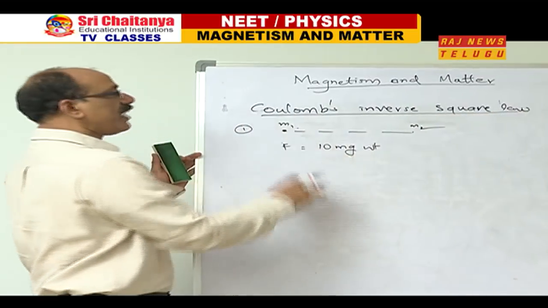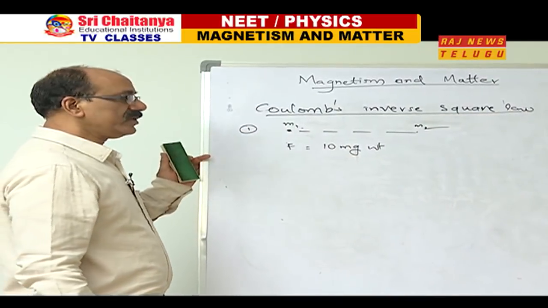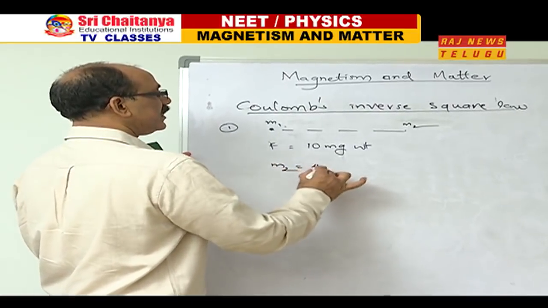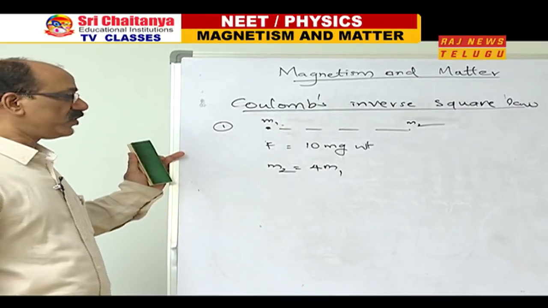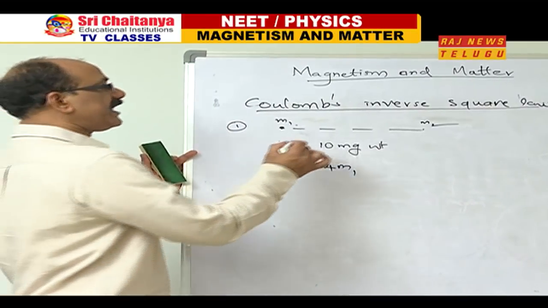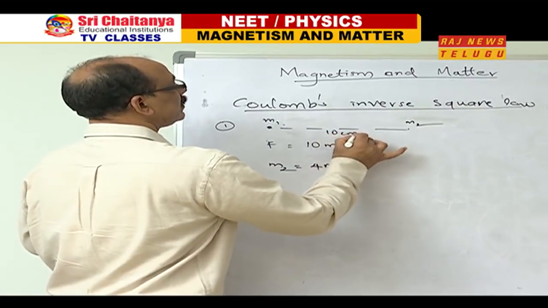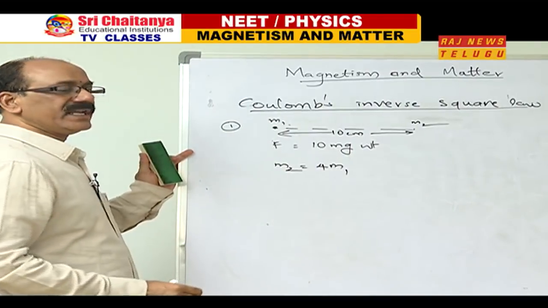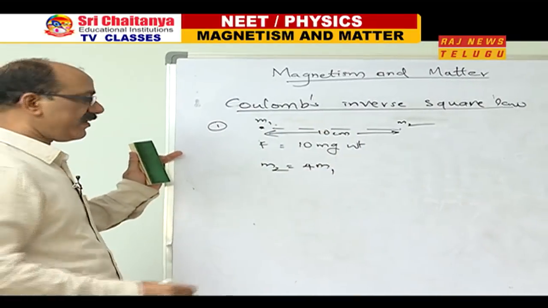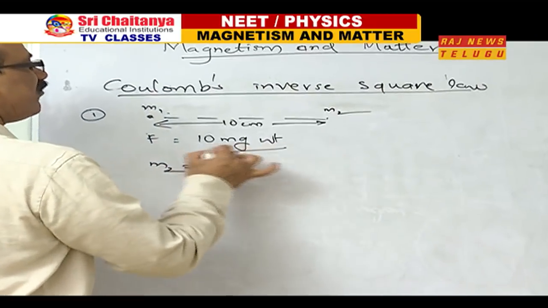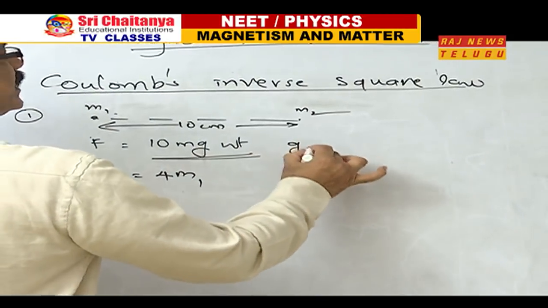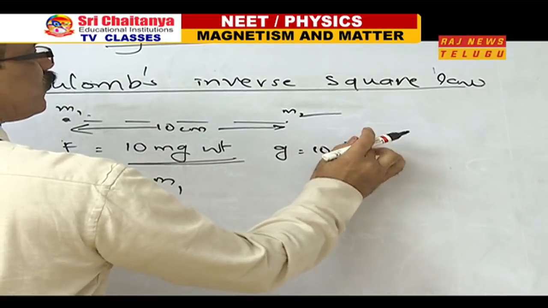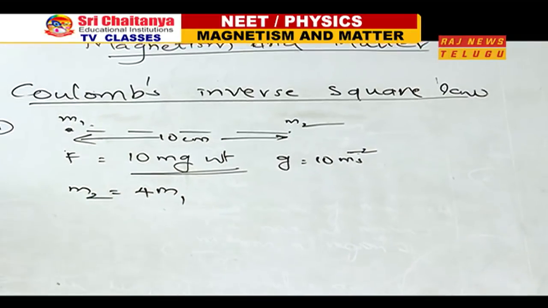Let us say two magnetic poles of pole strengths m1 and m2, such that the pole strength of one is 4 times the pole strength of the other, are separated by a distance of 10 centimeter in air, so that the force experienced by each magnetic pole due to the other happens to be 10 milligram weight, where g is 10 meter per second square if I take. Then find the pole strength of the stronger pole.